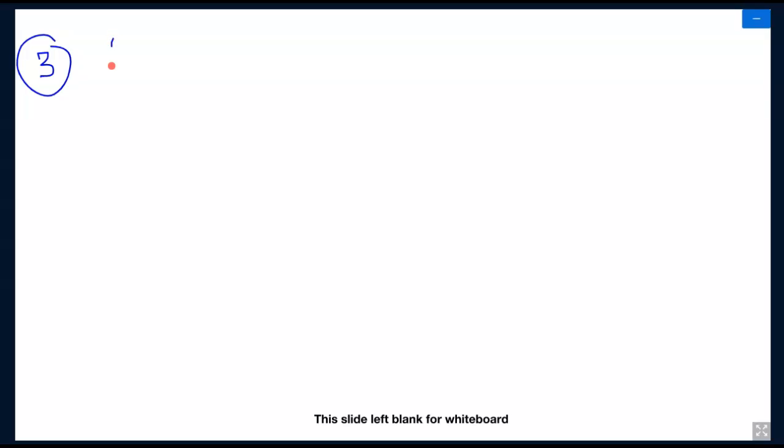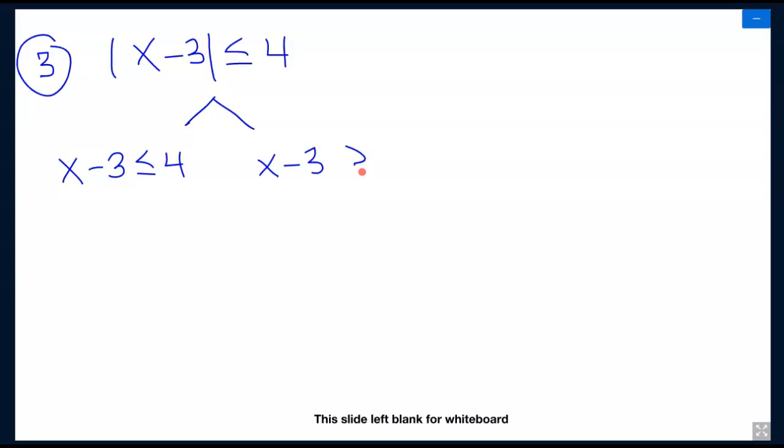In number 3, we have the absolute value of x minus 3 less than or equal to 4. So again, it's a less than, so it's an and. Less than gets split into 2 parts. You have x minus 3 less than or equal to 4, and x minus 3 greater than or equal to negative 4. Because when you split it, you have to split it into both parts.